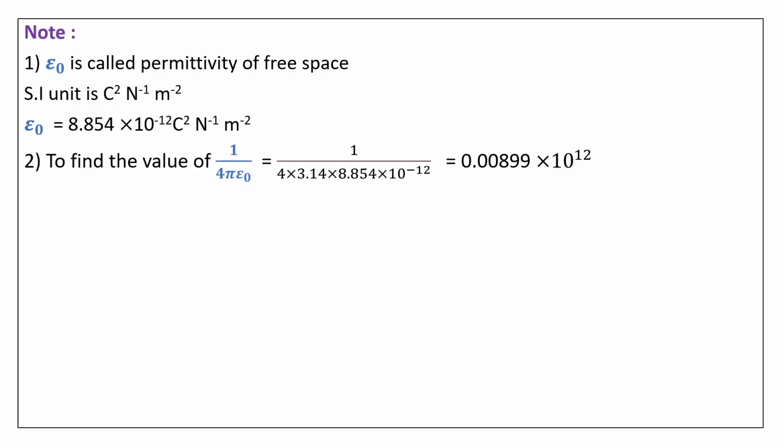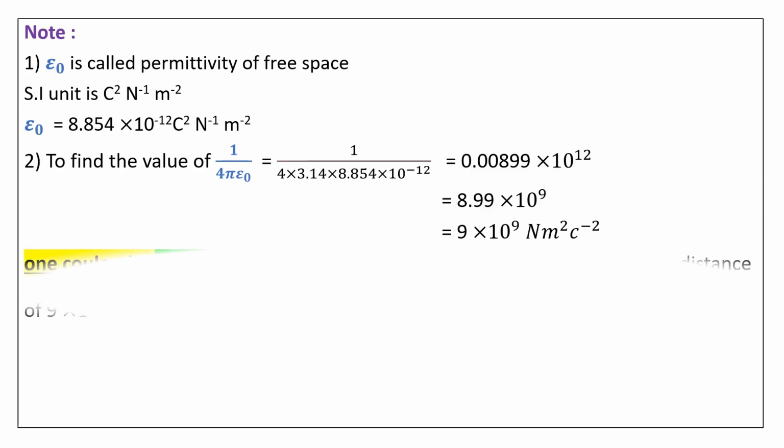that is 1/(4 × 3.14 × 8.854 × 10⁻¹²) C² per N per m². We get 0.00899 × 10¹². On moving the decimal point by 3 digits, we get 8.99 × 10⁹. That is, on rounding, we get 9 × 10⁹ N m² per C².